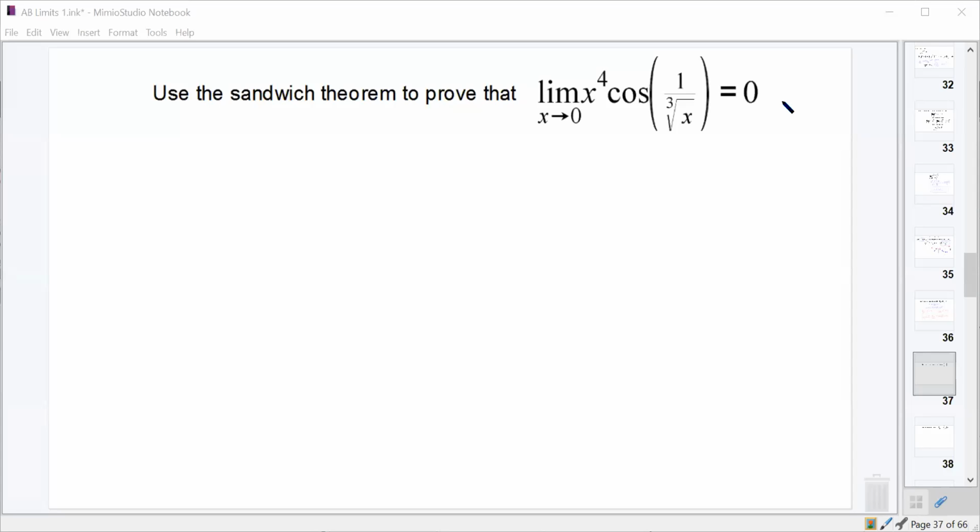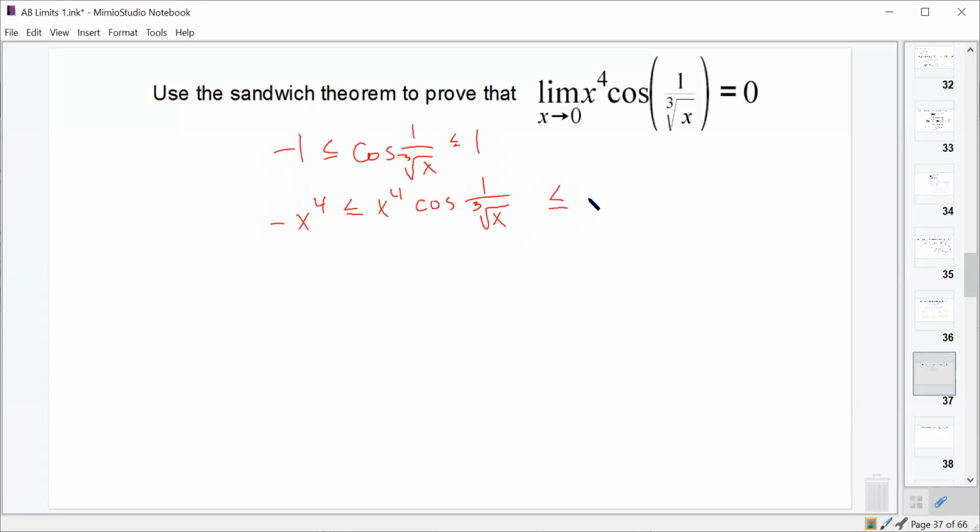All right, so we should have started with the knowledge that cosine of 1 over the cube root of x was always less than or equal to 1 and greater than or equal to -1. Right? And then we can just take each piece of this and multiply it by x to the 4th. And that gives us our function that we want, the limit of, sandwiched between 2 other functions that are very easy to find the limit of.